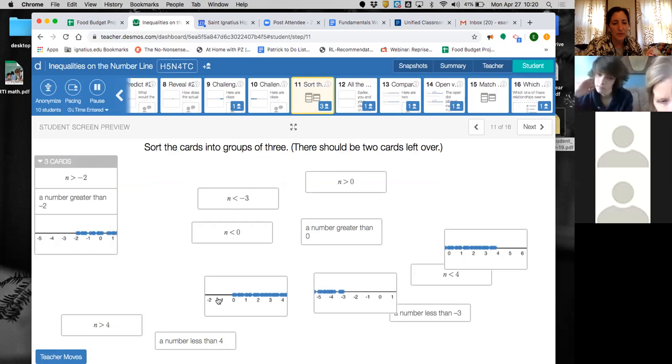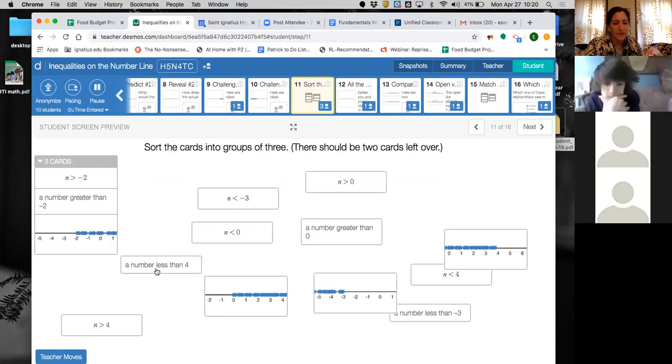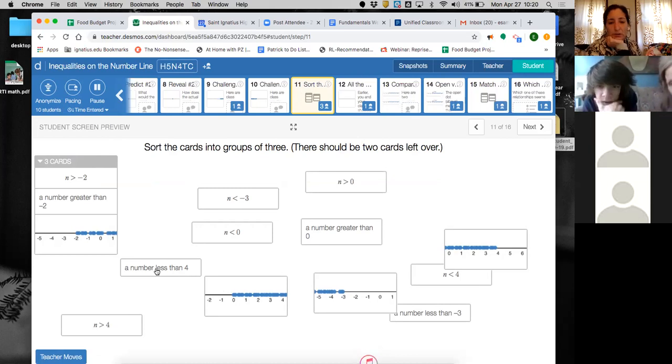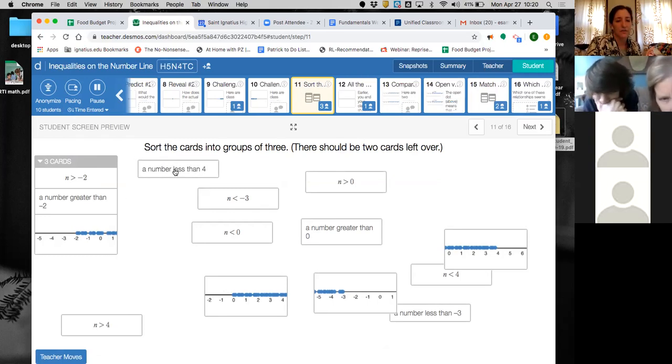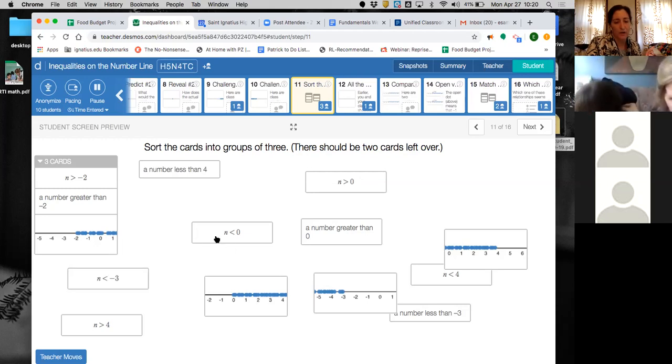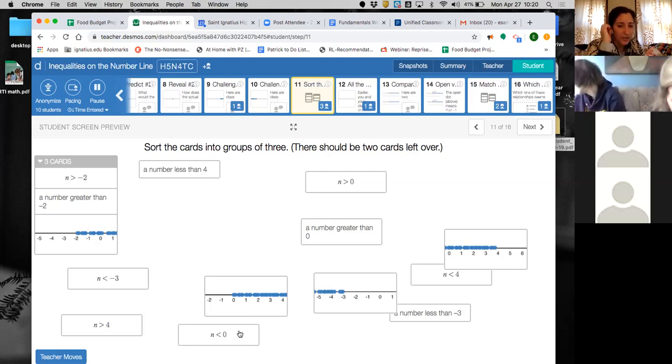If you could just read me one of the expressions in words that you're looking at. A number less than 4. All right. So if I start with a number less than 4 in words, I'm going to look for that in symbols. So you're going to look for the less than and less than 4. And remember, 2 cards are going to be left over. So let's make sure you didn't pick one of those, but you didn't.